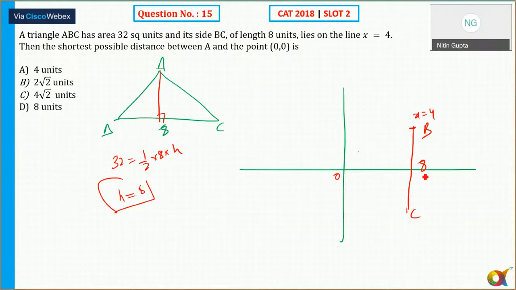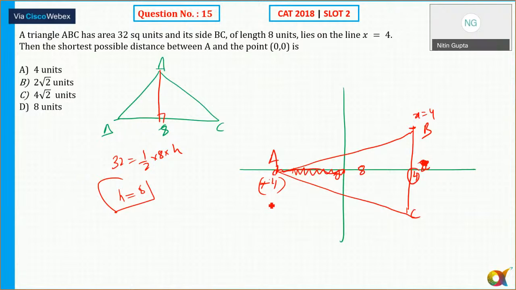Now this is x equal to 4. Remember this. So the height h should be 8, so point A should be somewhere at x equal to minus 4. Right? I can do this. Minus 4 to plus 4, this total height is now 8. Okay, that is equal to 8 here. All right. So the question is the shortest possible distance between A and the point (0, 0). So A and point (0, 0), this is the shortest possible distance.